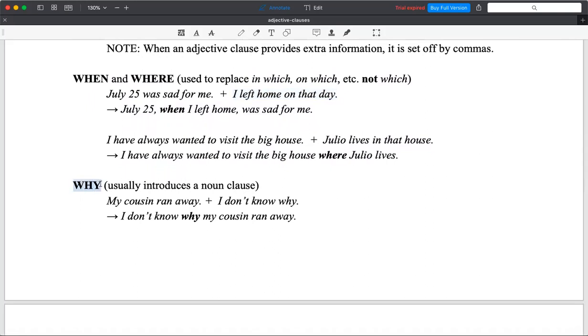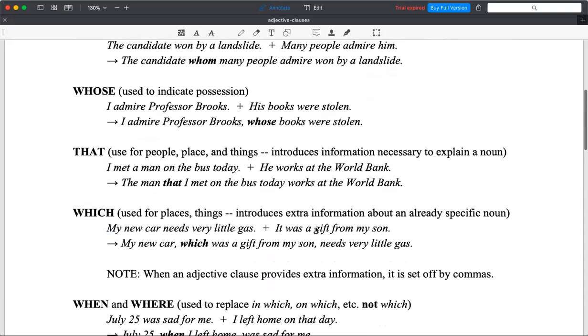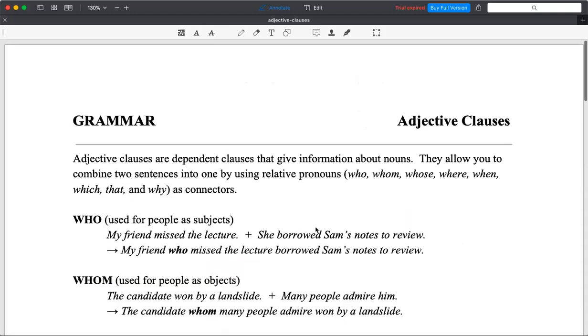We also use "why" as a pronoun; if you use "why," it usually introduces a noun clause. My two short sentences would be, for example, "My cousin ran away," and "I don't know why." In order to do that, I need to combine them with the pronoun "why." These words are all considered pronouns. To use them correctly, the place and the type of pronoun are absolutely essential to cross the proper meaning. So I would say, "I don't know why my cousin ran away." So these pronouns can be used interchangeably to create adjective clauses.